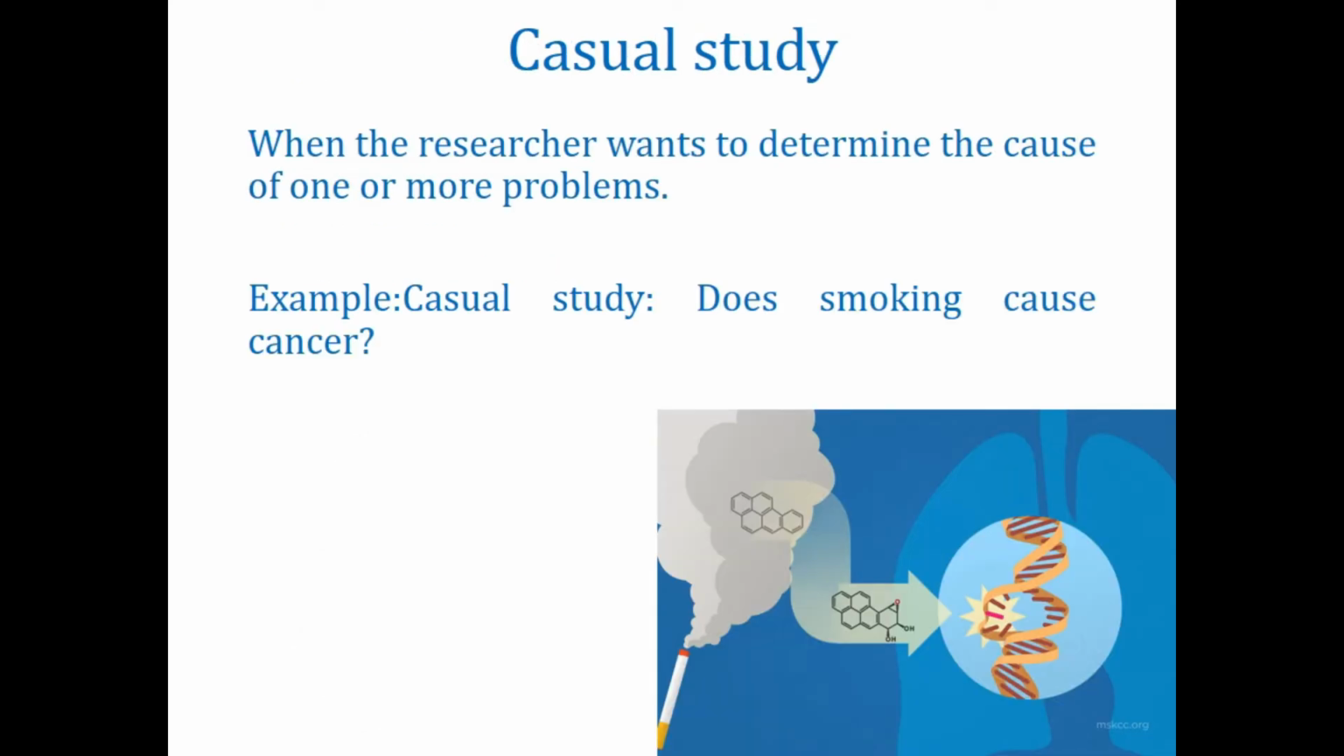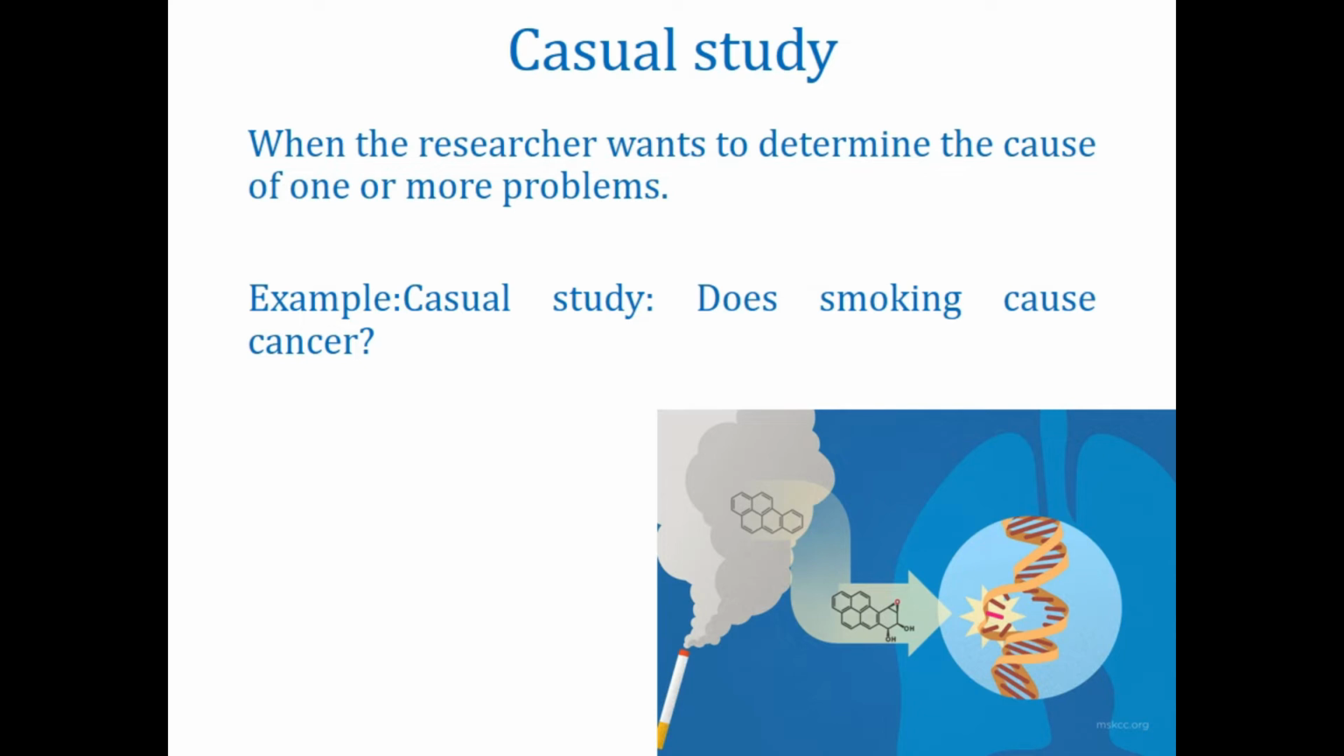Causal study. When the researcher wants to determine the cause of one or more problems. For example, a causal study example is, does smoking cause cancer? Basically, in this investigation, the researchers attempt to determine and investigate the cause of one problem or more than one problem. Here, smoking is the cause of cancer. Cigarettes are one of the factors which affect the human body due to smoking.